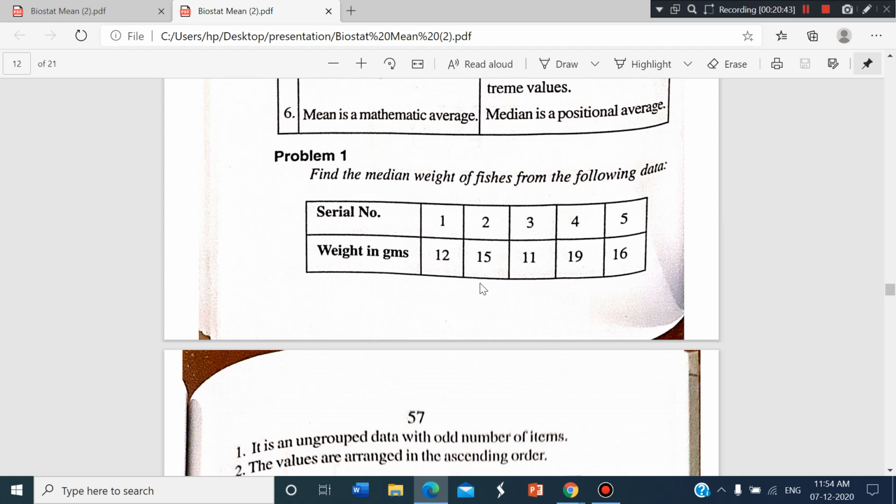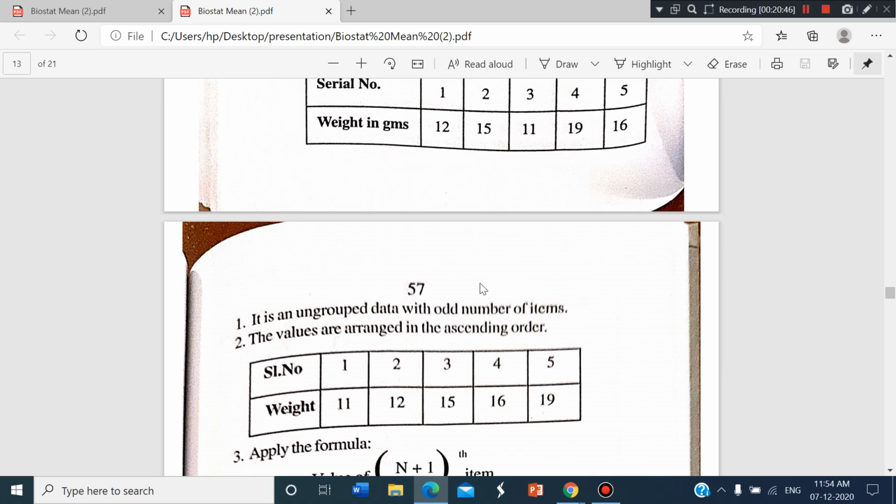By this, you have understood that it is ungrouped data with an odd number of items. Five items are there. Now, what you have to do is arrange them in either ascending or descending order. Here, let us arrange it in ascending order. The value of the first item is 11, second is 12, third is 15, fourth is 16, and fifth is 19. What we have done? The weights have been arranged in ascending order: 11, 12, 15, 16, and 19.